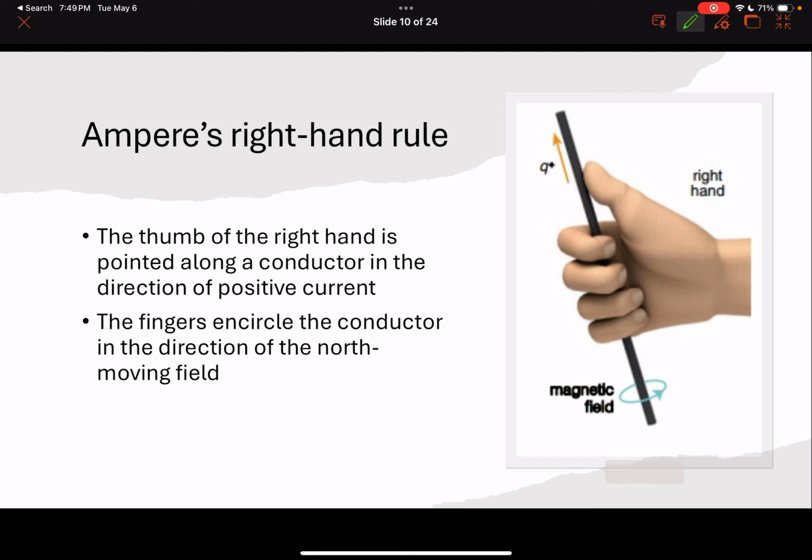So again, if we were going to draw our lines, if our thumb is pointing up and we have our fingers curled around the wire, we would see it would be going counterclockwise. Now try this for me. Reverse it. Aim your thumb down. And notice if you reverse the current flow, now your fingers are wrapping clockwise.